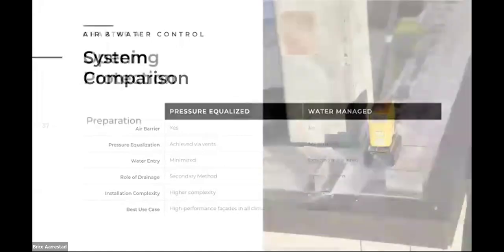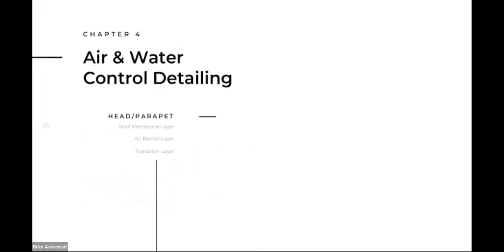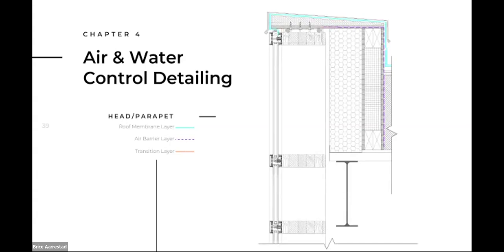With any curtain wall, opening protection is really important, and we'll see how some of these protective layers are used. Preparing the opening often means protecting it with a membrane flashing and various layers of metal flashing to create a weather-tight, airtight installation. We'll talk through a few different details here as well on controlling air and water.